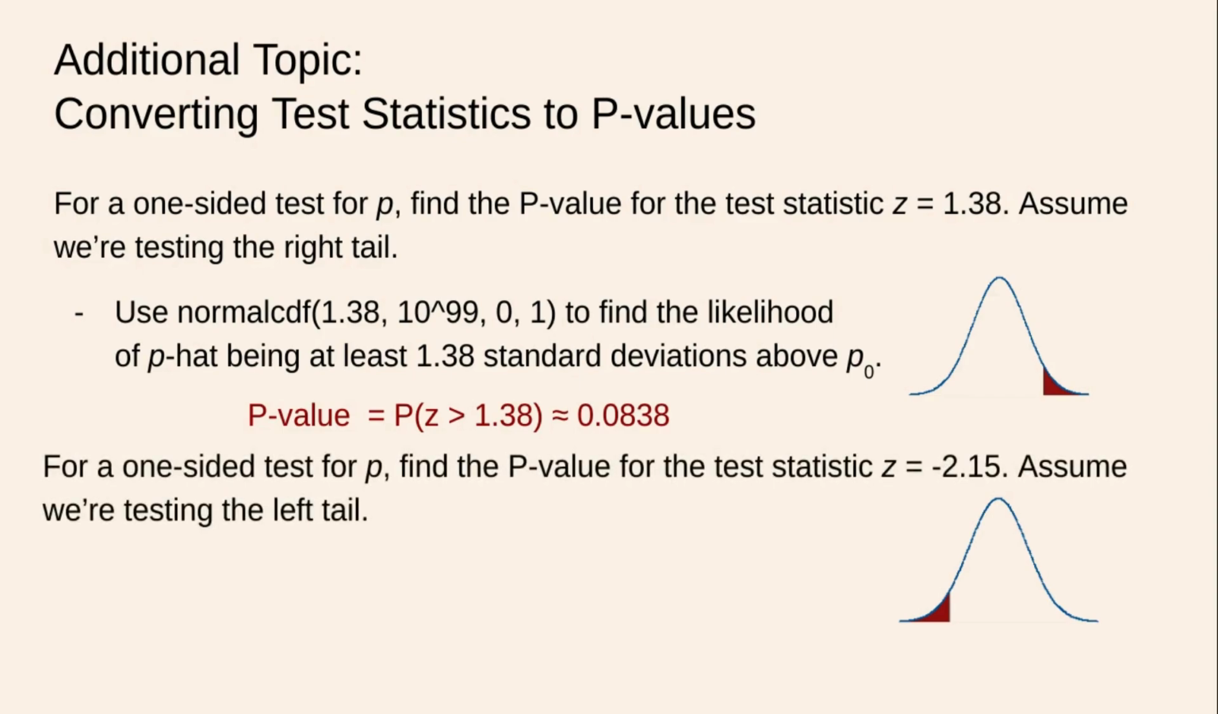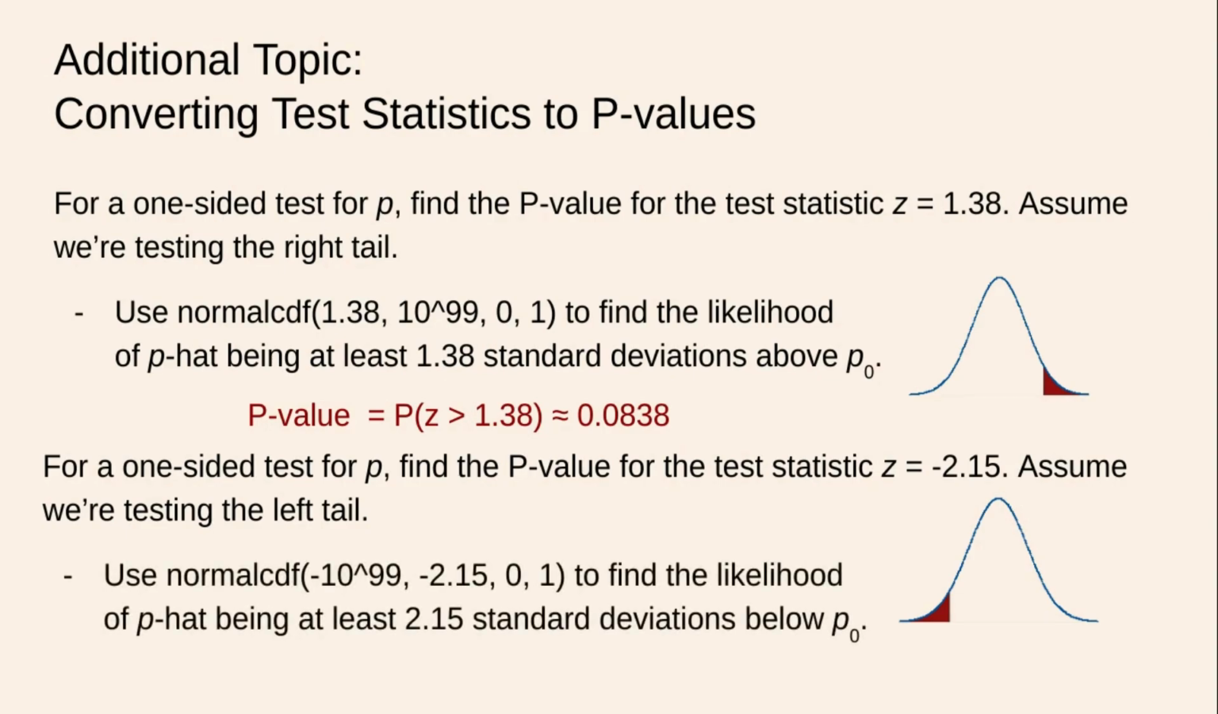Now let's look at another scenario, and you can try this one. For a one-sided test for p, find the p-value for a test statistic of negative 2.15 and assume we are testing the left tail. So take a moment, see how you would set this problem up, and see if you get the answer. Okay, I'll assume we're ready to continue. If you need more time, feel free to pause the video.